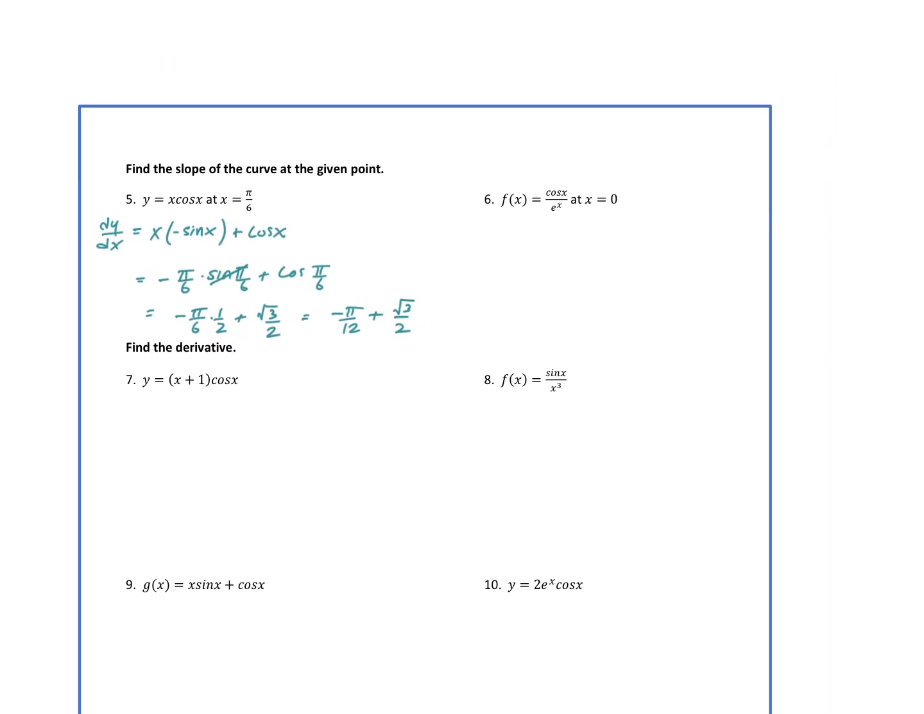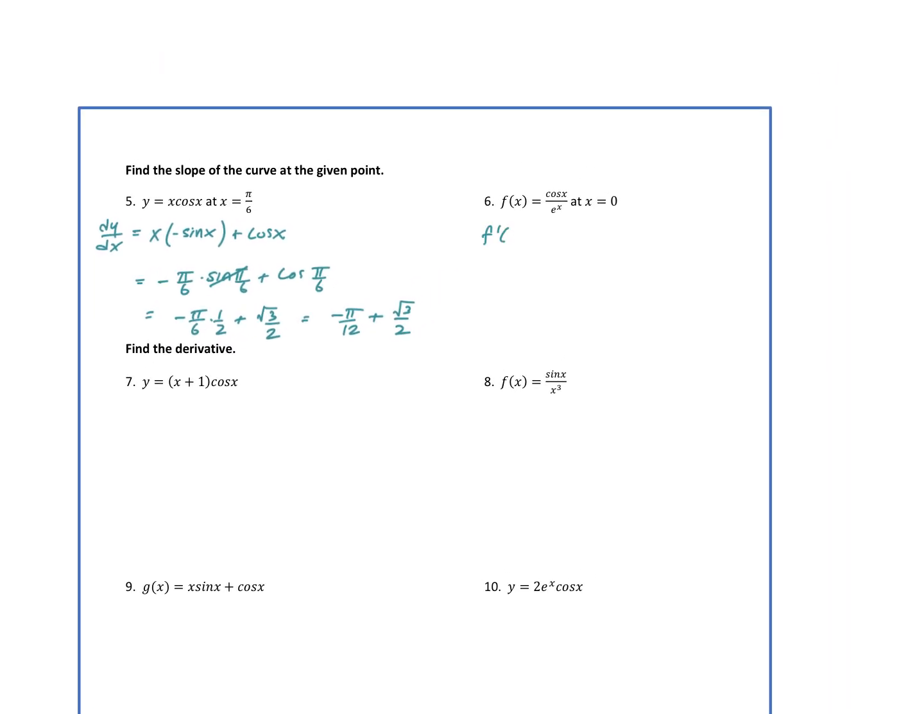Number 6, we have a quotient rule. It's low d high minus high d low over the bottom squared. And we're doing this at 0. You can simplify, but quite honestly, you're plugging in 0. You're going to notice here that a lot of this cancels out. I wouldn't even waste your time. They just want the slope at the given point. So they want the value. You don't need a simplified slope.